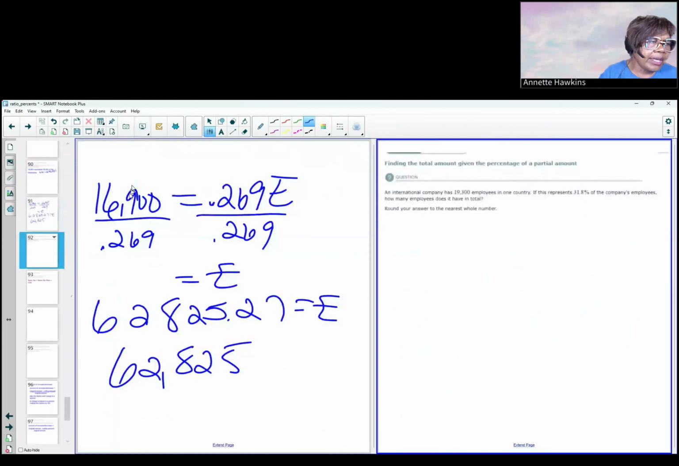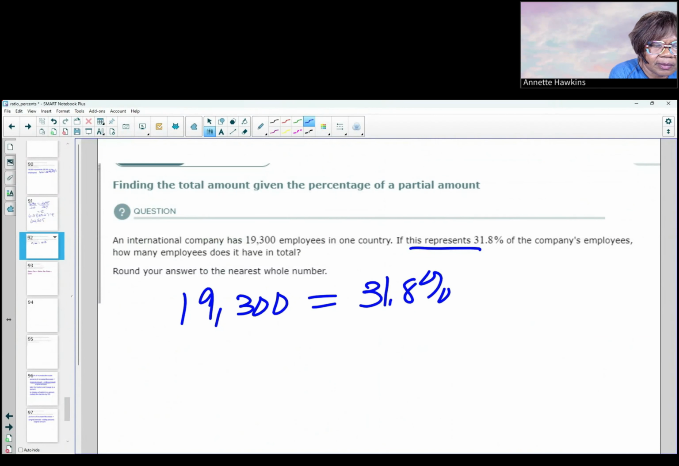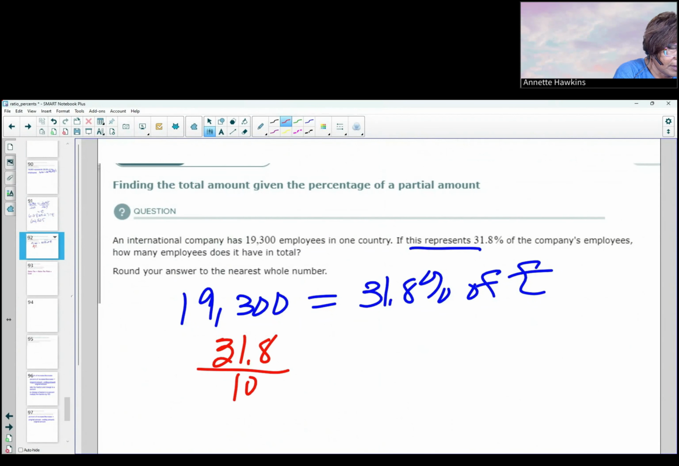This is the same type. An international company has 19,000 employees. This is 31% of the employees. Same type. Represents, okay. Right. And we'll set this up as a proportion. And the part over the whole.